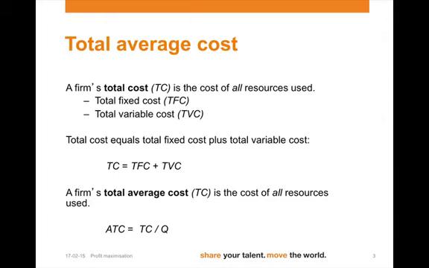A firm's total cost is the cost of all resources used, total fixed cost and the total variable cost. And total cost equals the sum of these two. A firm's average cost is the cost of all resources used per unit. The average total cost is the total cost divided by the quantity produced, represented by Q.